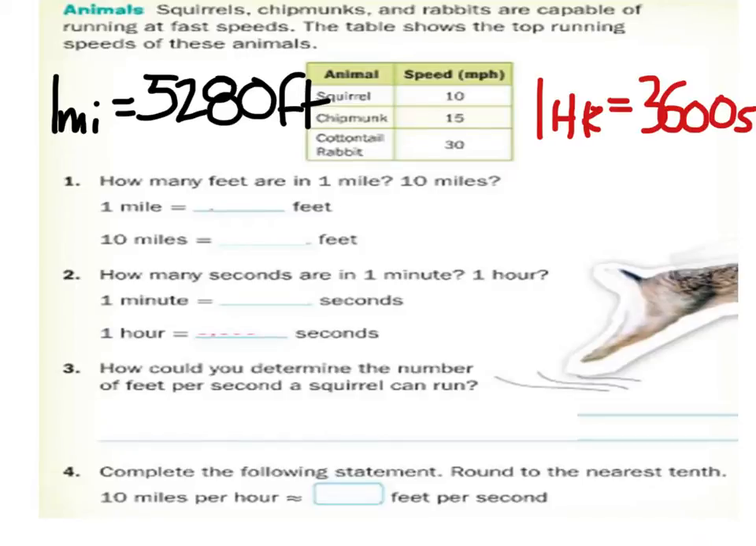We're going to do the same thing, just with the chipmunk. So let's look at that then. The chipmunk, he's going to run at 15 miles per hour. And we want this in feet per second. So let's go to the next page.